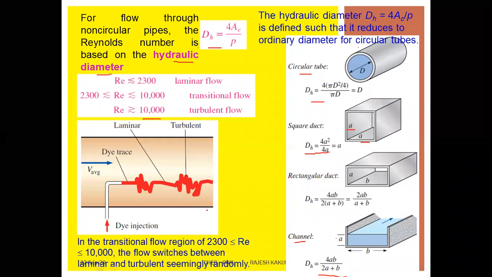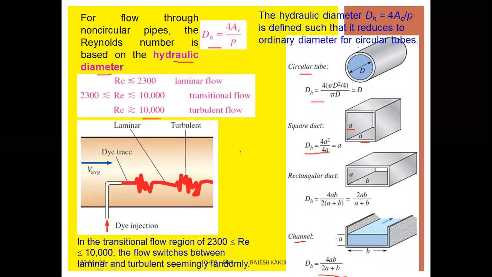In the transition flow region, 2300 less than Re, less than 10,000, the flow switches between the laminar and turbulent flow seemingly randomly, right? So these are the various types of flows you are seeing in the experiment whenever you are conducting a Reynolds experiment.